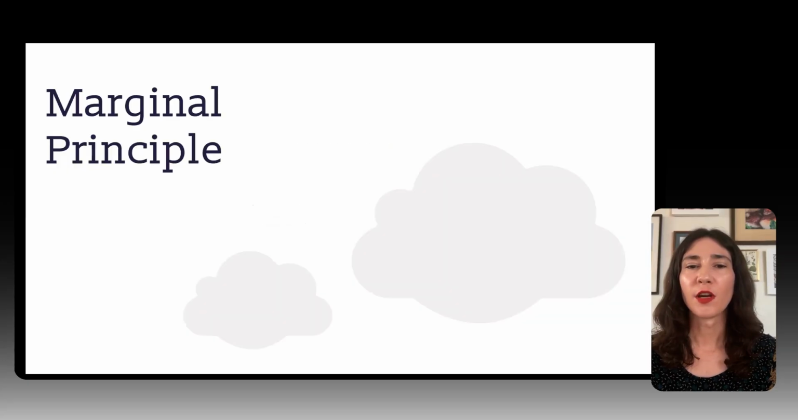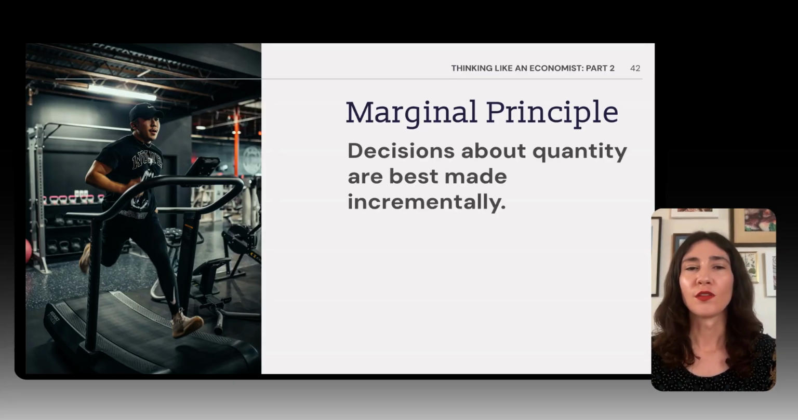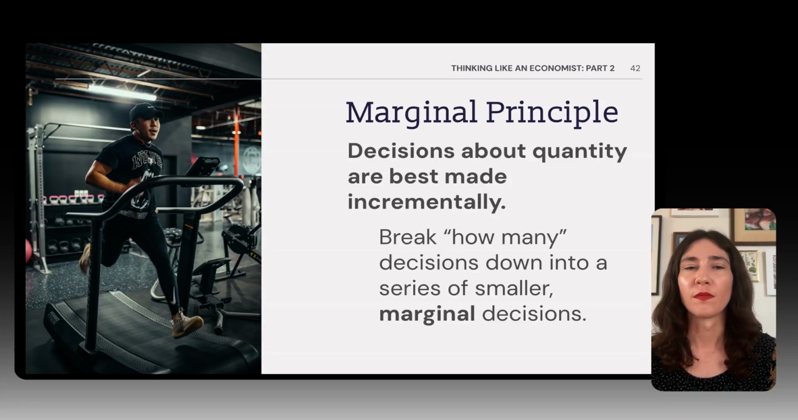And then we'll move on to the marginal principle. In economics, marginal simply refers to the next one, the next minute, the next employee, the next product. So decisions about quantity are best made incrementally is the marginal principle. In other words, break how many decisions down into a series of smaller or marginal decisions.